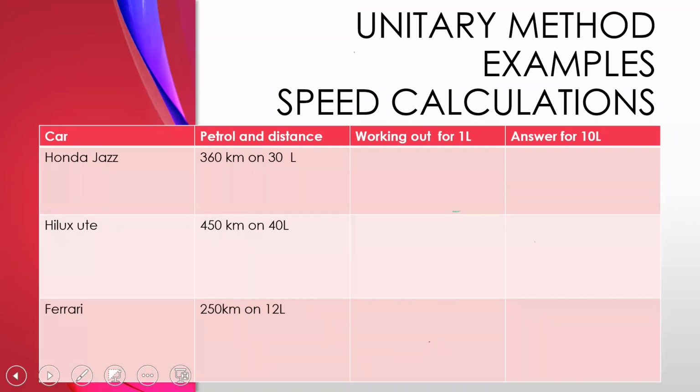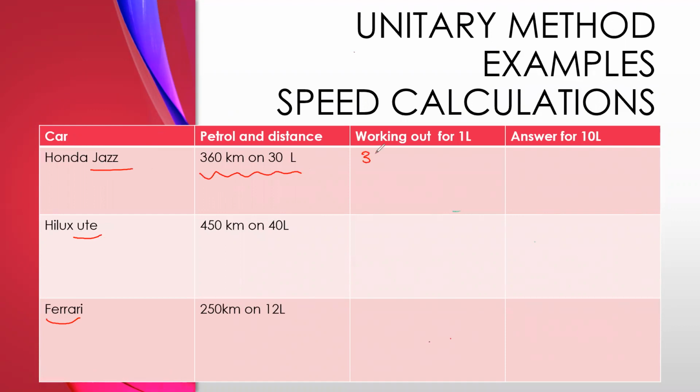All right, so the next aspect of rates is speed calculations. We're still talking about the unitary method here. So we've got 3 car examples. We've got a Jazz, a Hilux Ute, and a Ferrari. And these are some completely made up calculations here. So it says that a Honda Jazz can travel 360 kilometers on 30 liters of petrol.